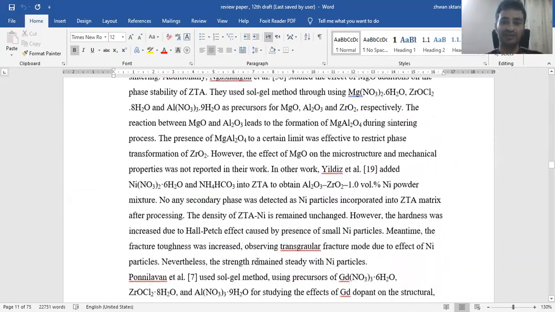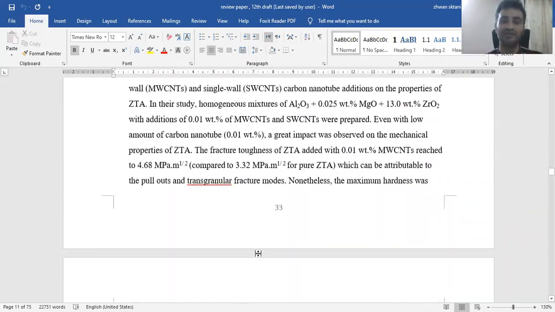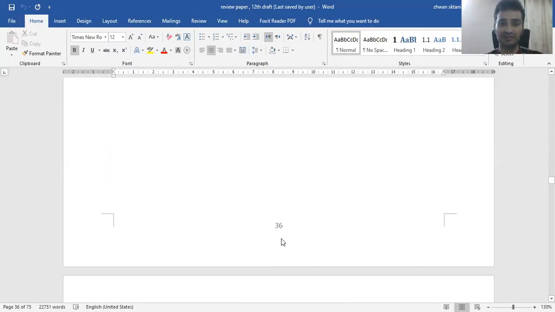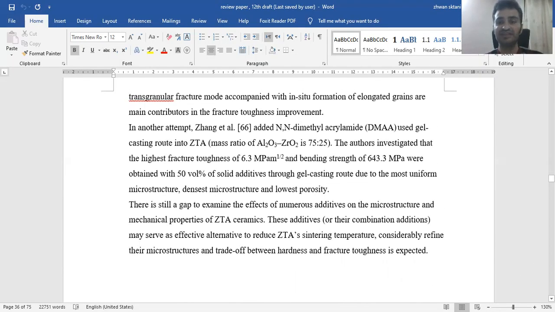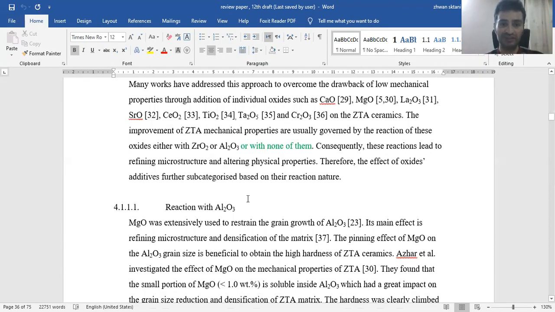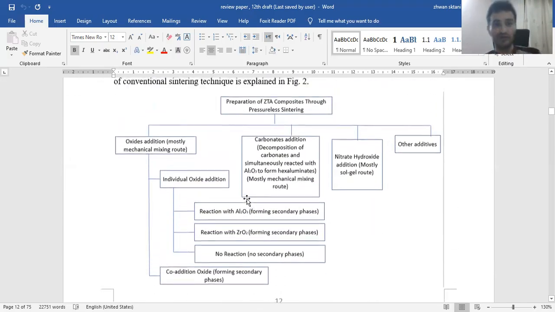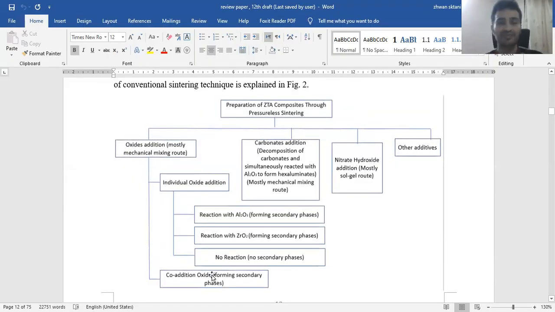Page number 36 in my review paper. So overall, we can say that 25 pages are all about only one technique. So one of the ways to show your contribution is to have your own figure. Another way of contribution is by table. This is the second way, by table.